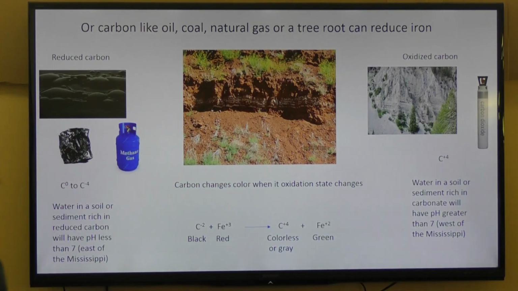Okay, in the West, and by West I don't mean Iowa, I mean like Wyoming, Montana, there's still carbonate in the soil because it doesn't rain. And so the pH there, like the pH of most water that I've tested anyway, was greater than 7. It might be 7 to 8 in the West.